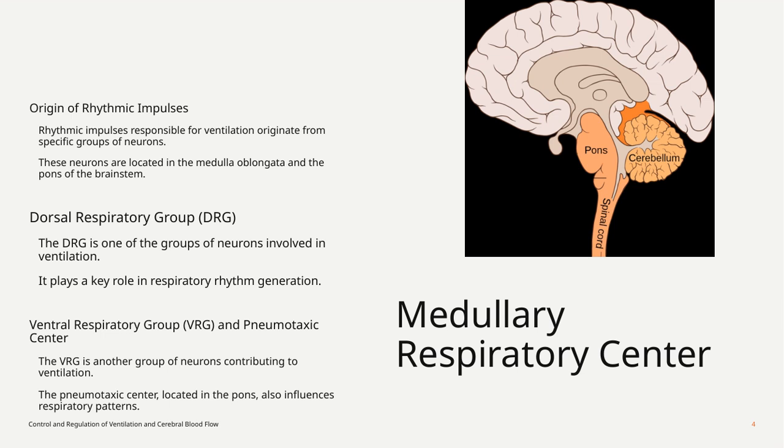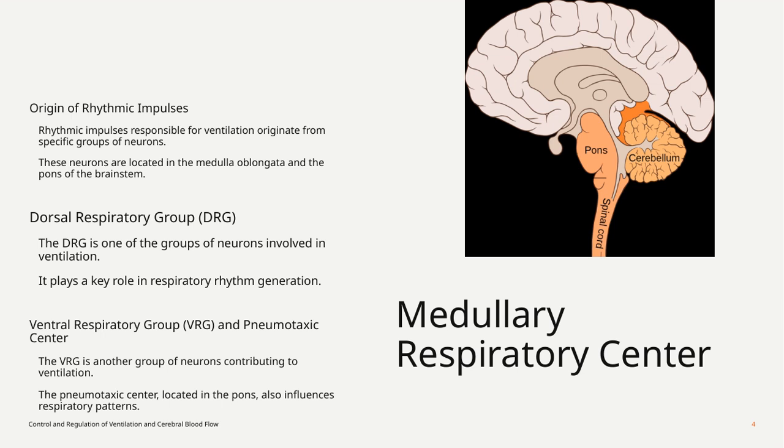Then we have the ventral respiratory group, or VRG, which also contributes to ventilation, especially during more forceful breathing or increased demand, like during exercise. Alongside these, there's the pneumotaxic center in the pons, which influences the pattern of breathing, helping to fine-tune the rhythm and depth of each breath.